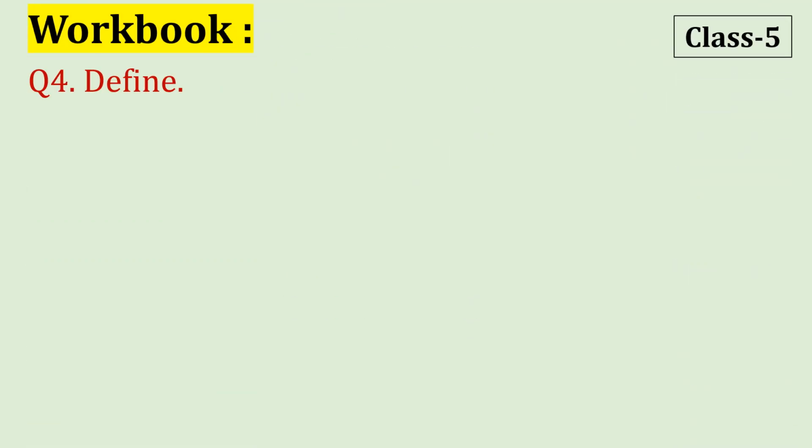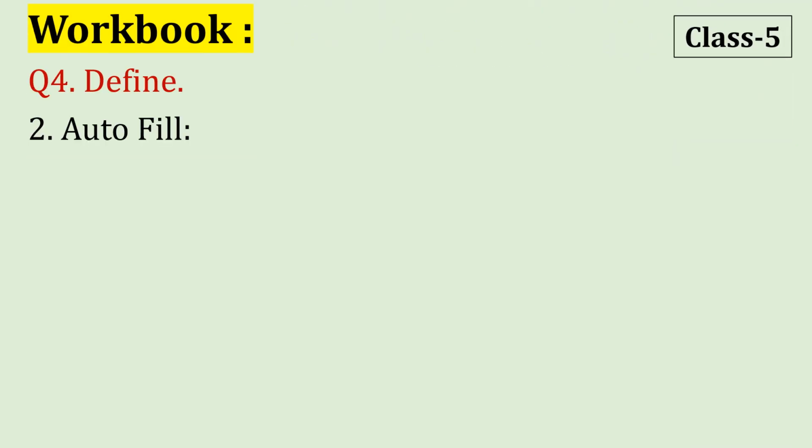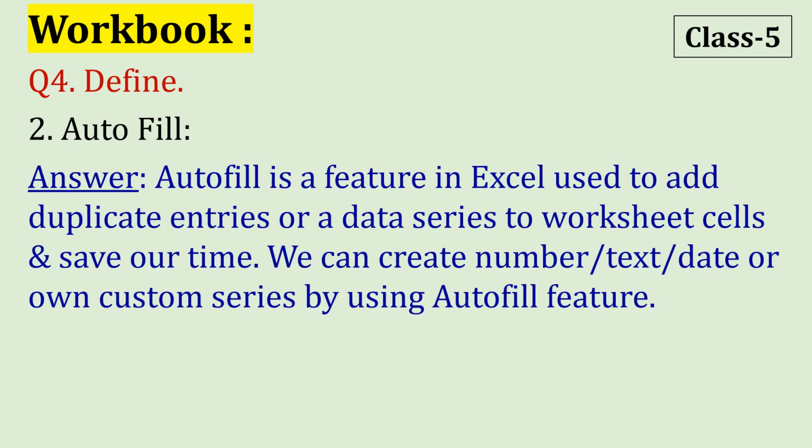Next question, define. First, macros in Excel 2016. A macro is an action or a set of actions that you can use or run as many times as you want to automate tasks. Second, autofill. Autofill is a feature in Excel used to add duplicate entries or a data series to worksheet cells and save our time. We can create number or text or date or our own custom series by using autofill feature.